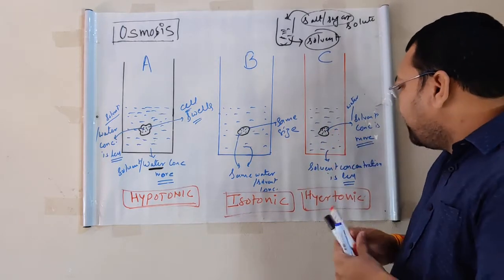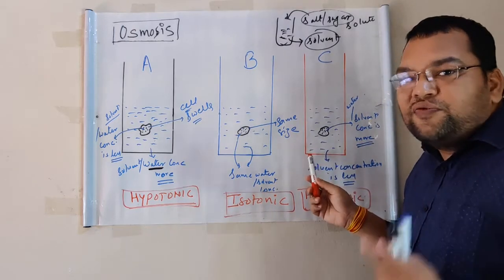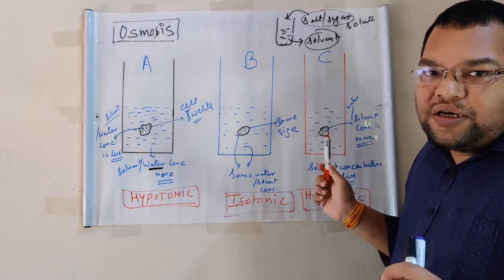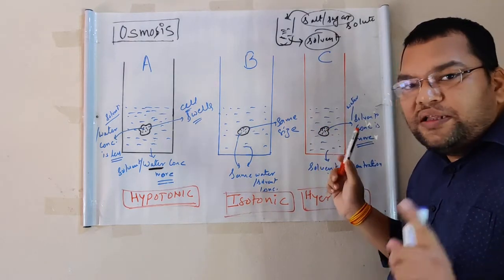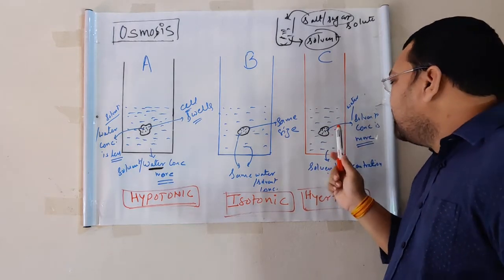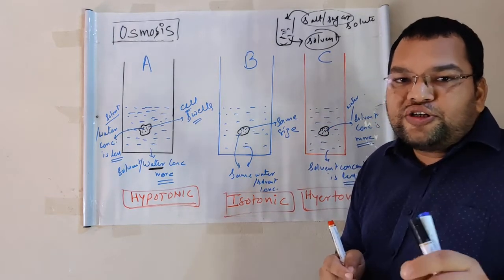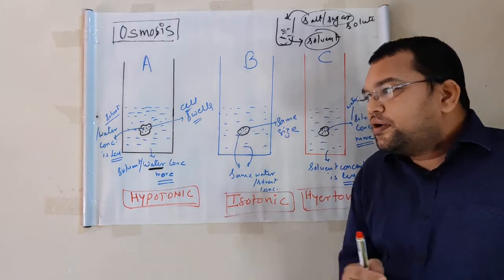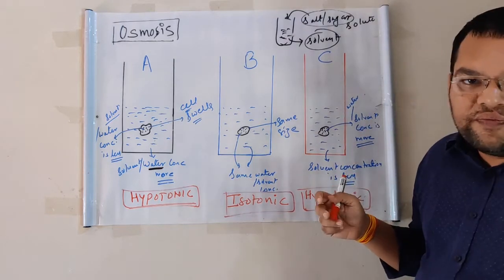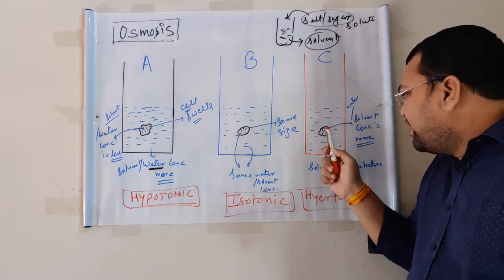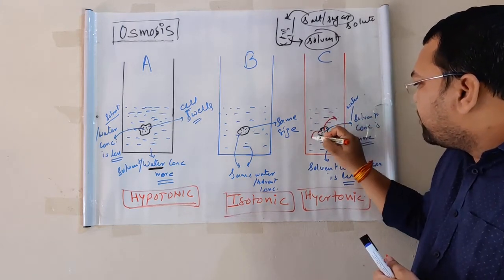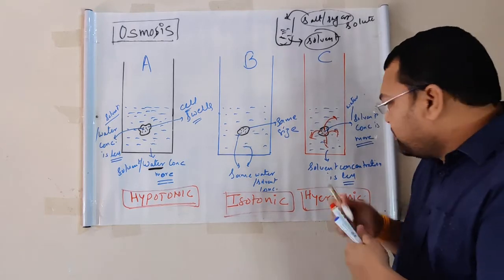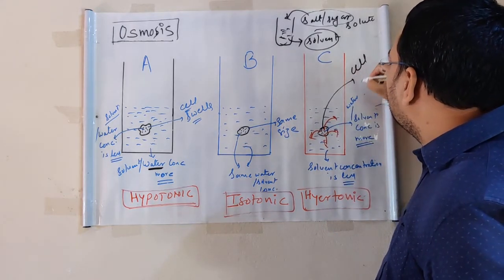So the concentration of water outside is very less, and the concentration of solute is very high. But inside the cell, the concentration of water is more. So I think you have understood the movement of water here. The movement of water is from inside to outside, and in this case the cell shrinks.